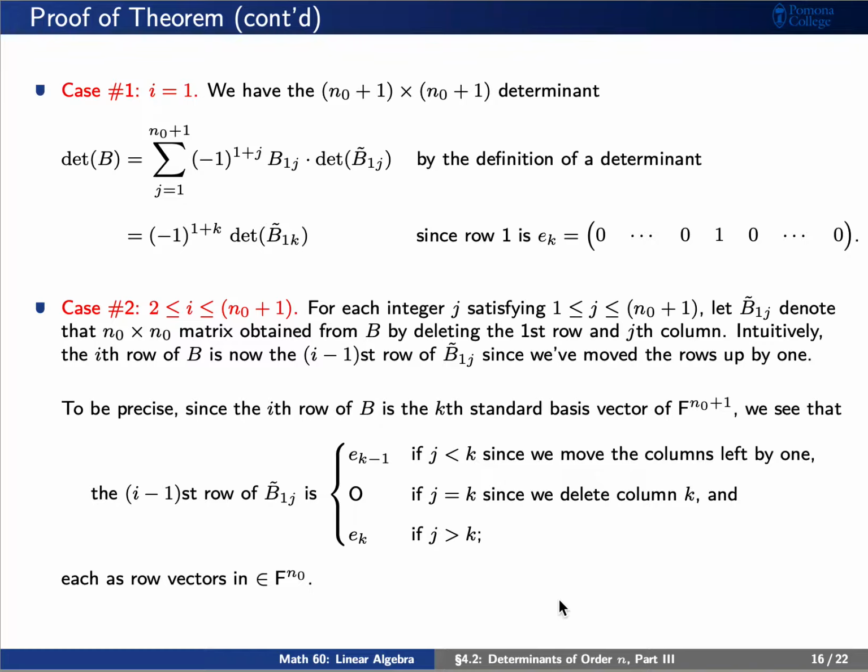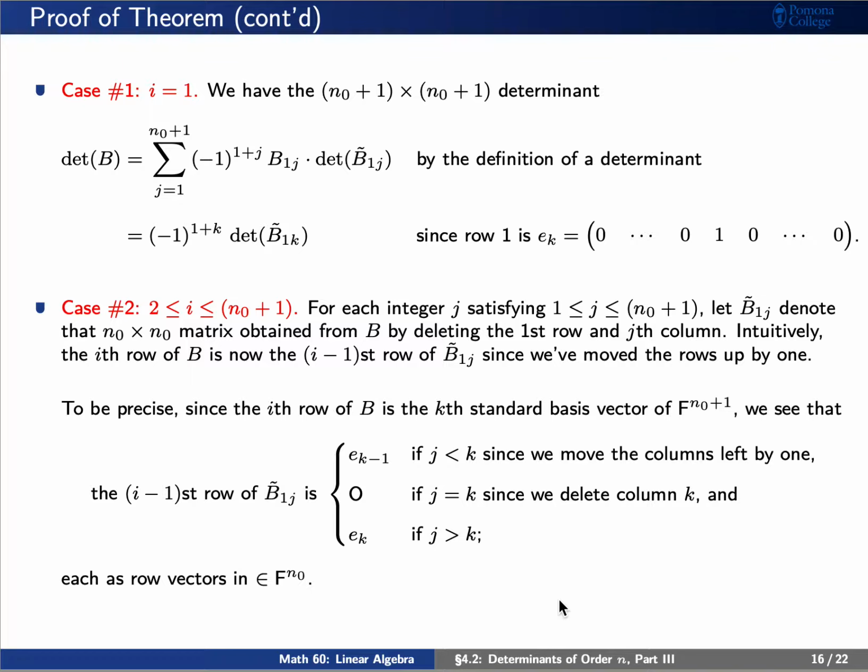But let's take a look at column j. Well, if we were to delete column j, we need to consider a few different cases. If j is to the left of k, then we've deleted one of the zeros that's to the left of 1. That means that our standard basis vector e sub k in B now becomes the (k-1)th standard basis vector in B_1j tilde.